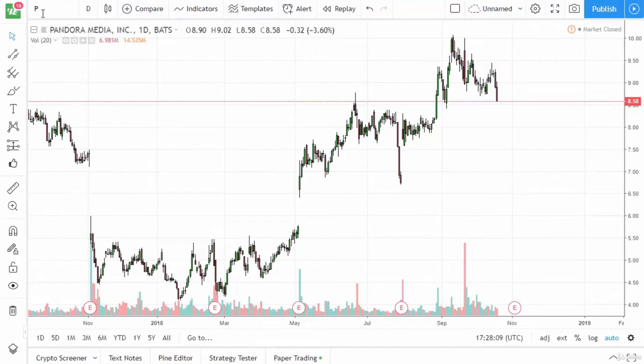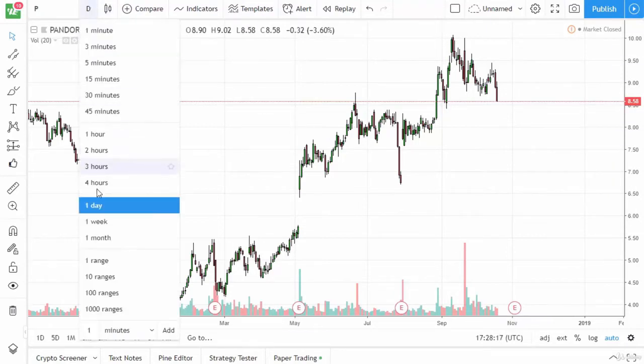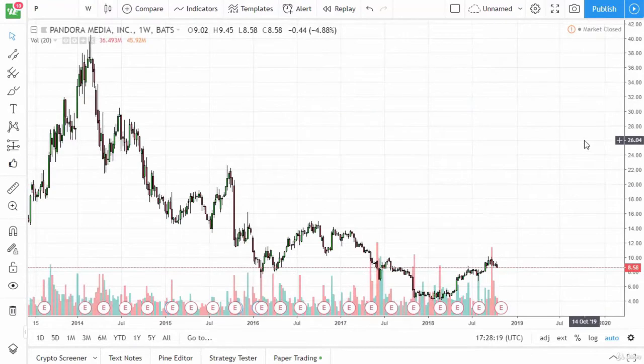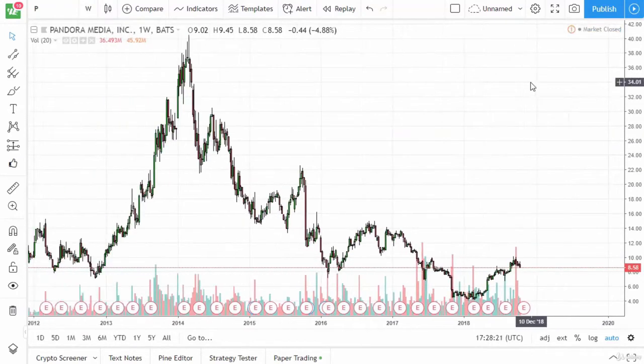So in front of you, I have Pandora on the daily time frame. And the reason I do that is because I want to press upon you, and I'll even go to the weekly to show my point, the fact that we are most certainly in a downtrend on the weekly chart.